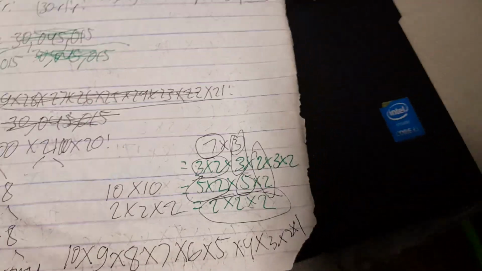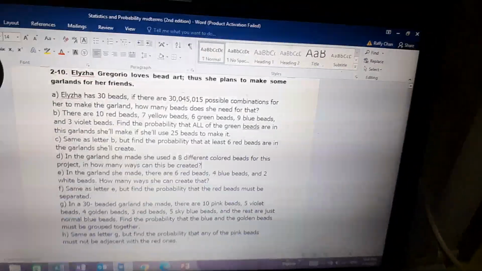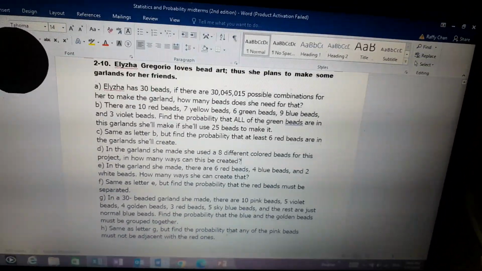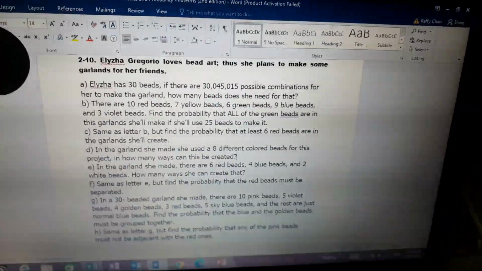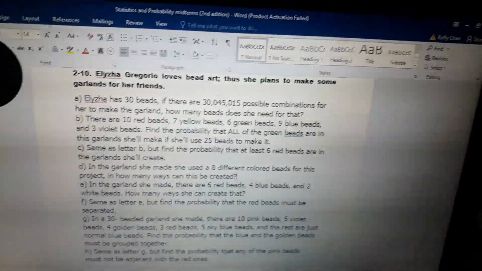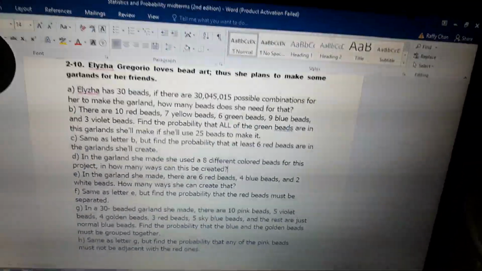So tama. Therefore, what is the answer in letter A? How many beads does she need? She needs either 20 or 10 beads for that, depending on the necklace that she's going to make. Okay? So your answer in letter A is 10.